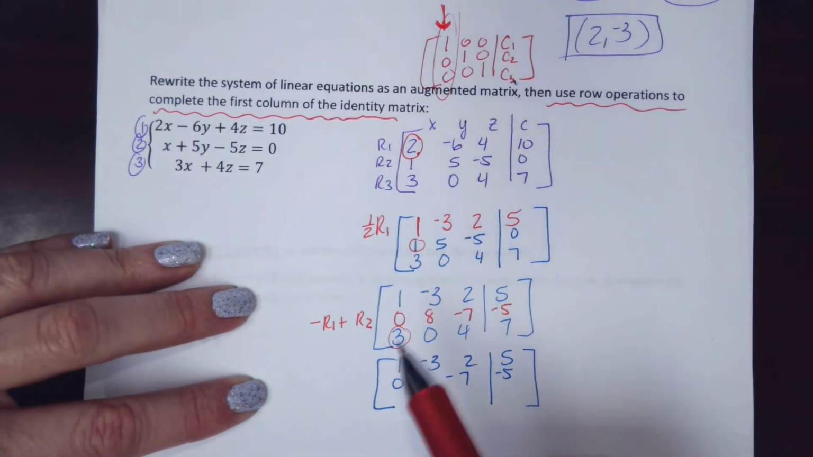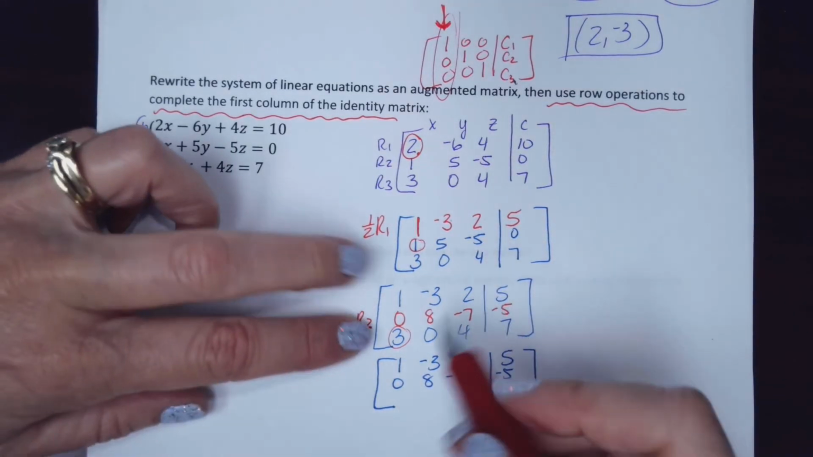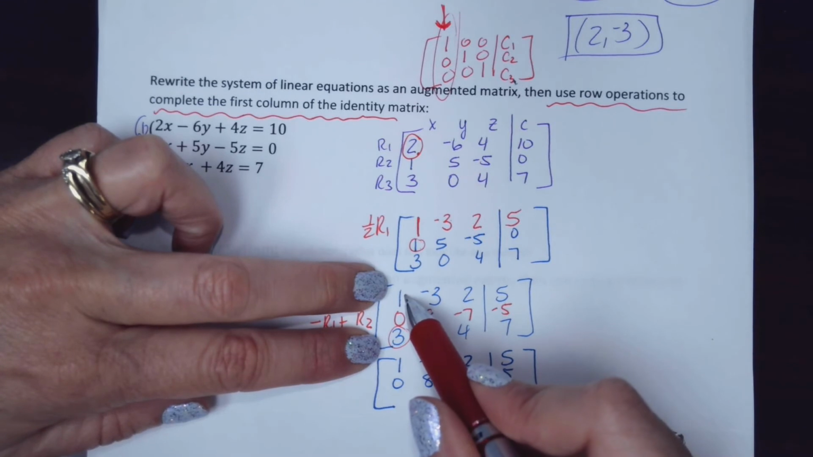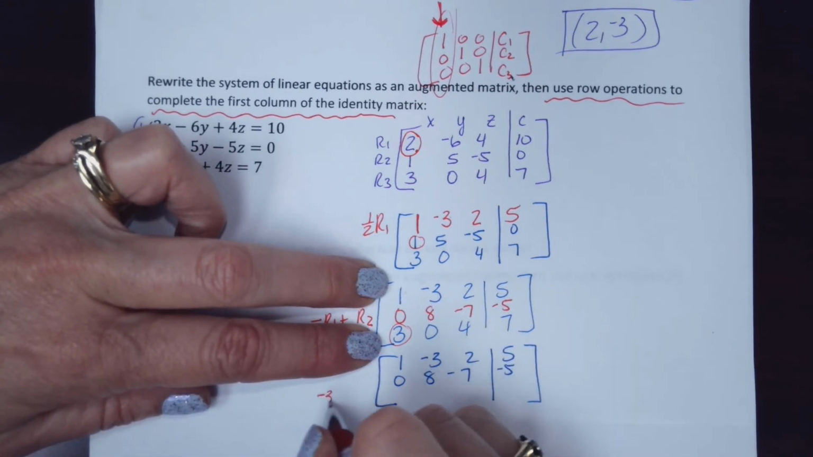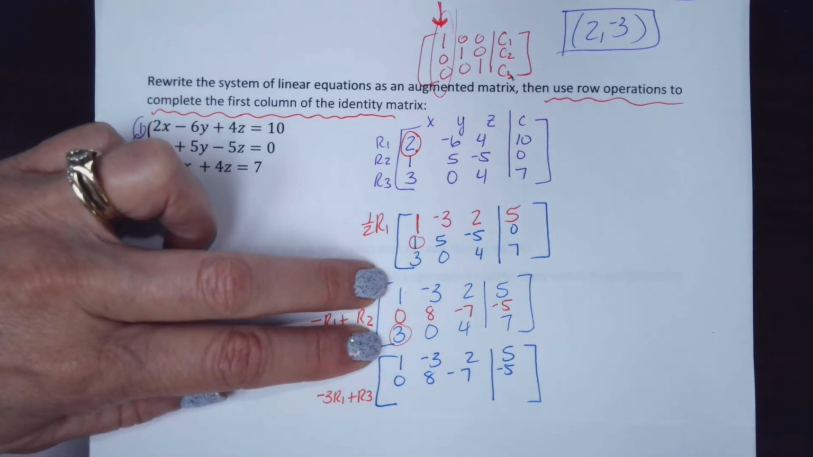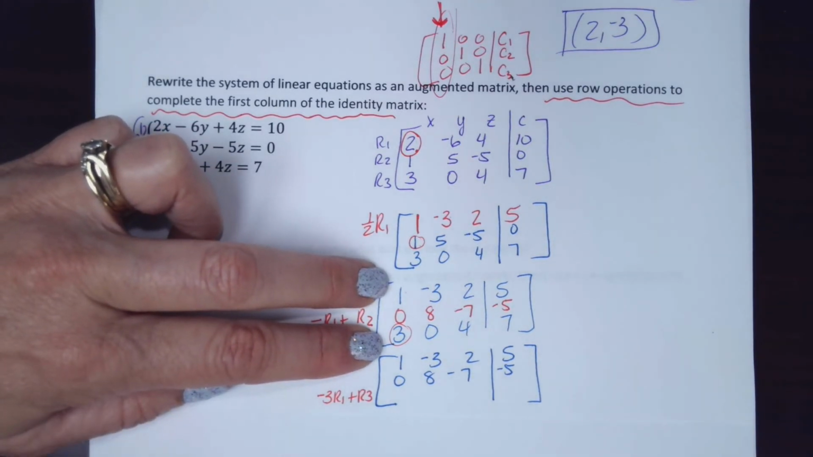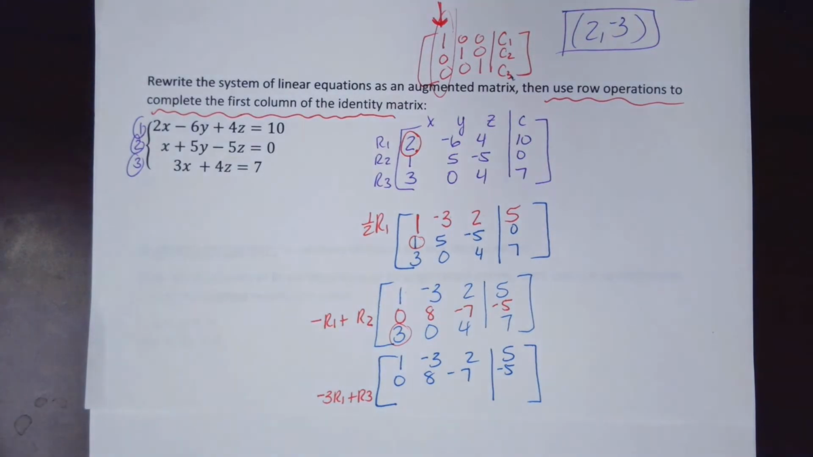I am going to change this third row. I'm going to add the opposite of 3. Well, the opposite of 3 is -3, so I'm going to do -3 times row 1 and add that to row 3. -3 times row 1 plus row 3.